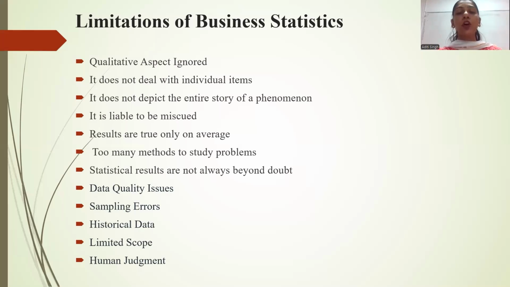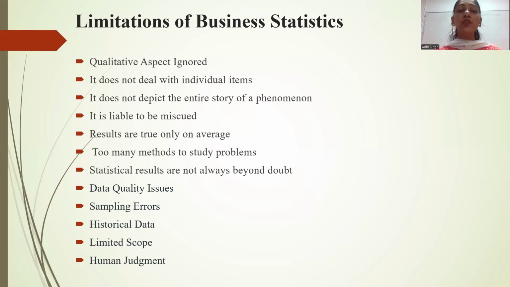So next limitation of business statistics is it does not deal with individual items. As we also discussed in the definition earlier, in which we studied that statistics means aggregates of facts and it also places them in relation to each other. So statistics basically deals with only aggregates of facts, or those items which do not recognize any individual items.